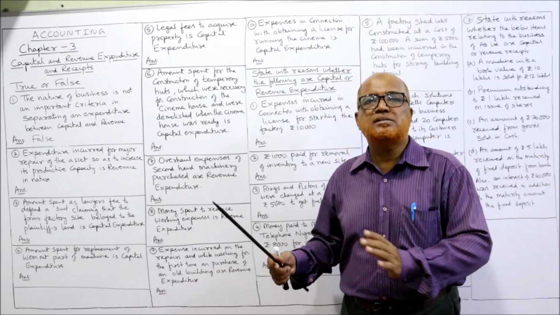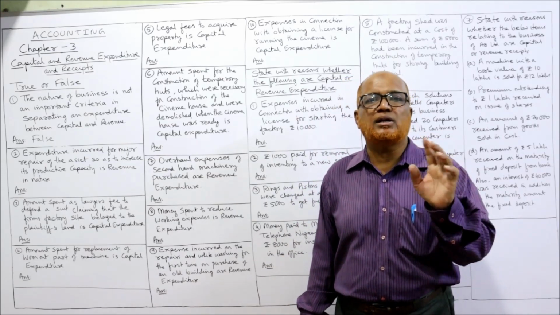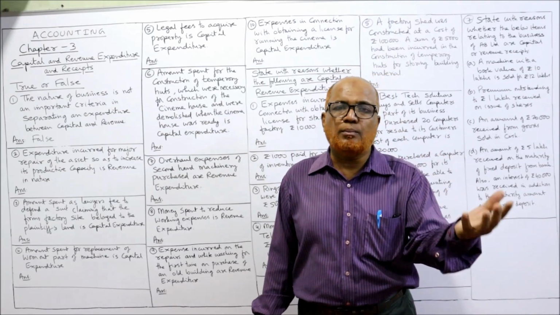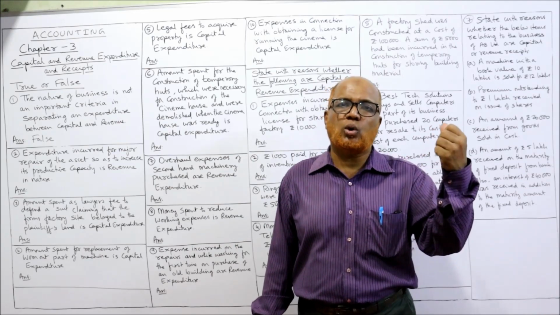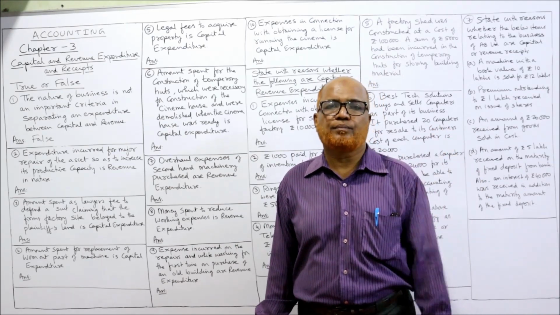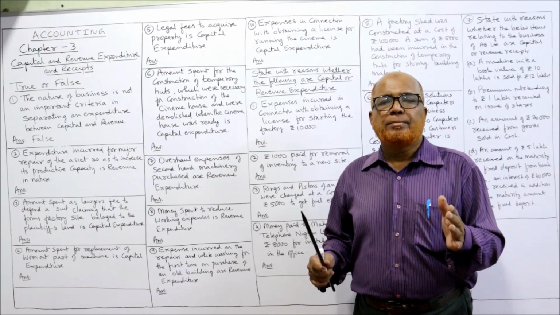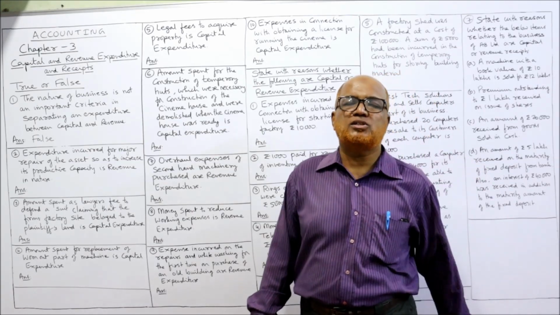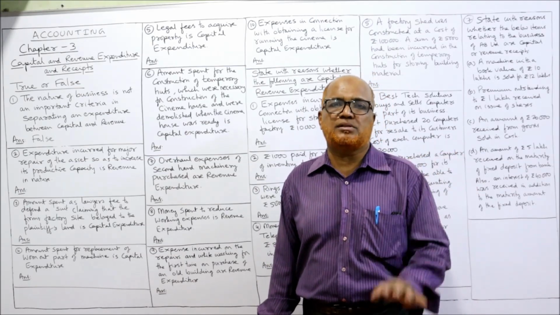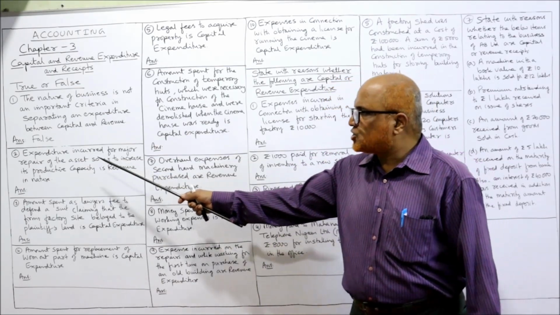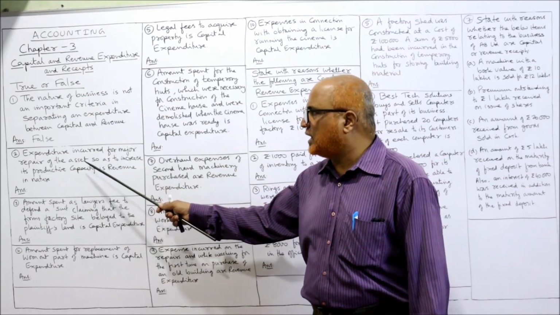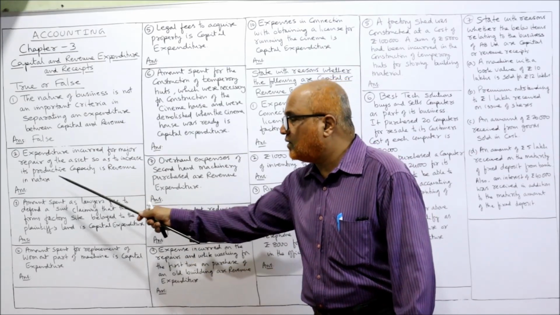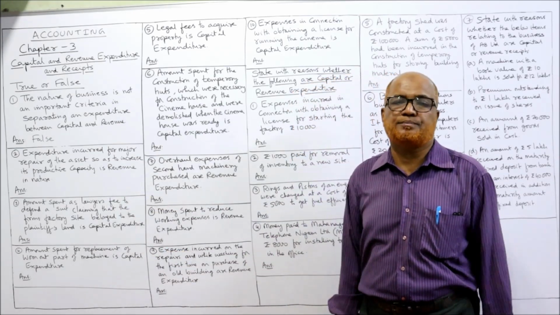But for other businesses, furniture is a capital expenditure because furniture is an asset which is used in the business. So this furniture will be shown in the balance sheet. Ultimately, the deciding factor whether an item is a capital expenditure or revenue expenditure depends on the nature of the business. Second one: expenditure incurred for major repair of the asset so as to increase its productive capacity is a revenue expenditure. Absolutely not.